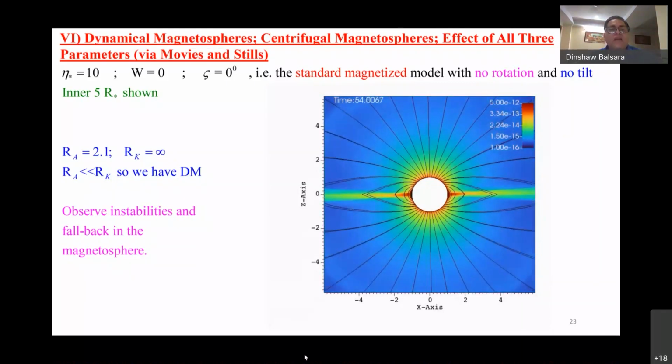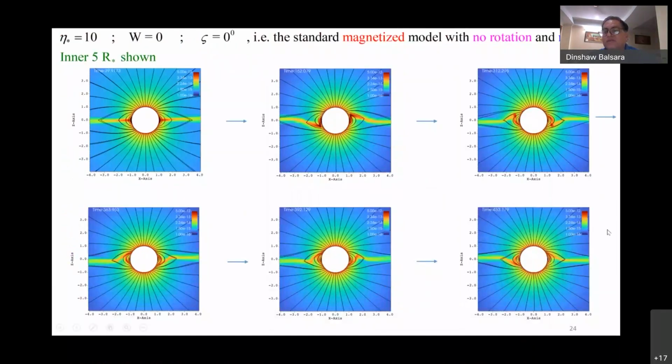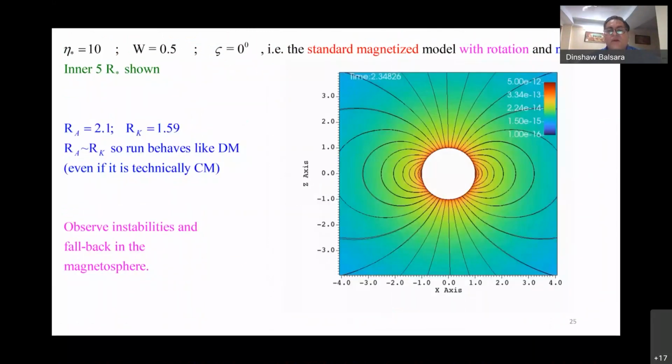So let's go ahead and now move on to our next transparency. And this actually just shows it by way of stills. But now let's consider a situation where you have, again, the same magnetic field, but now you introduce some rotation. In this case, your Alfvén radius is 2.1 and your Kepler radius is 1.59. And of course, all of these are scaled relative to the stellar radius, which is unity. And therefore, you now have a competition between the Alfvén radius and the Kepler radius. Theoretically, R_A is larger than R_K, so you expect to see a centrifugal magnetosphere.